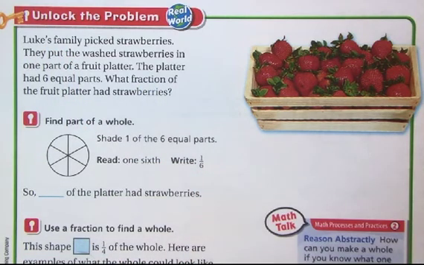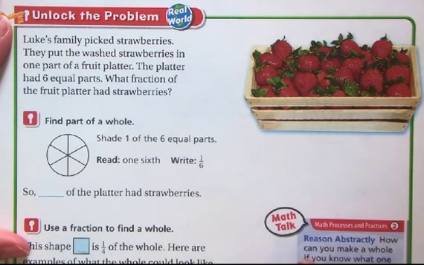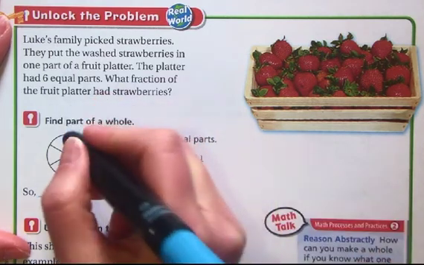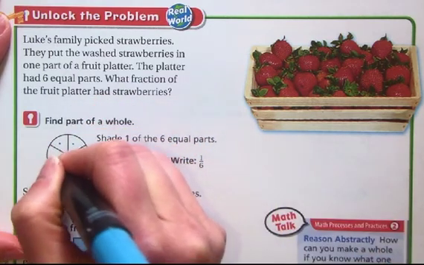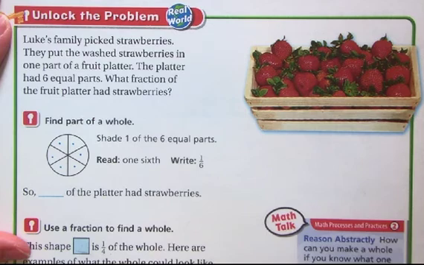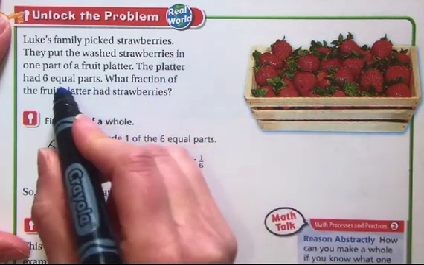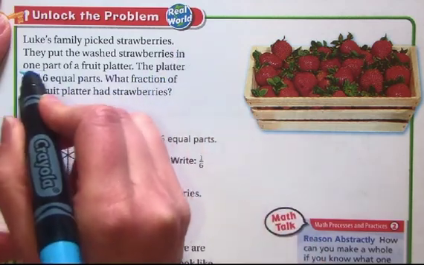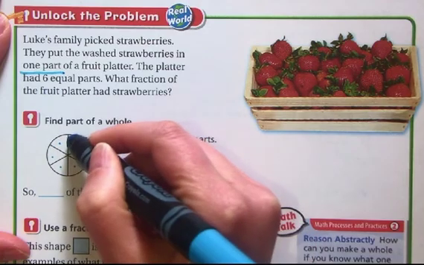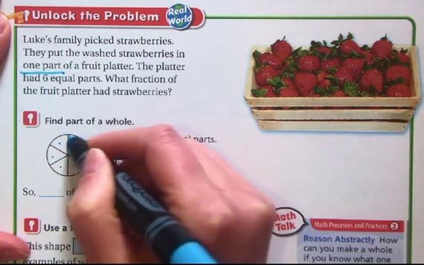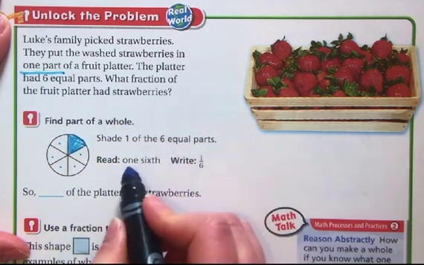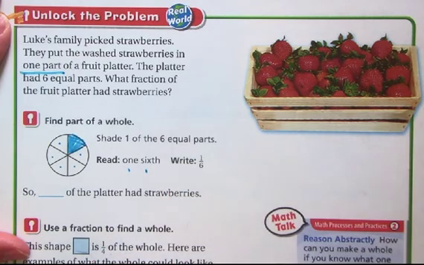They put washed strawberries in one part of a fruit platter. The platter has 1, 2, 3, 4, 5, 6 equal parts. What fraction of the fruit platter has strawberries? Well, if it said the platter has 6 equal parts, but they put it in one part, I'm only going to color in one part. You read it as 1/6.